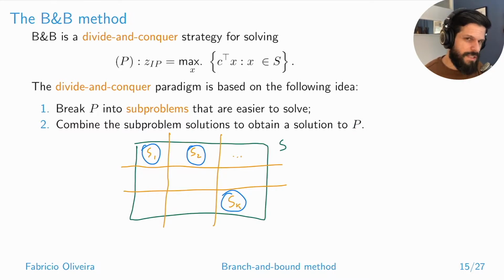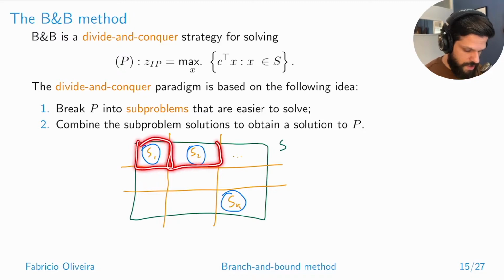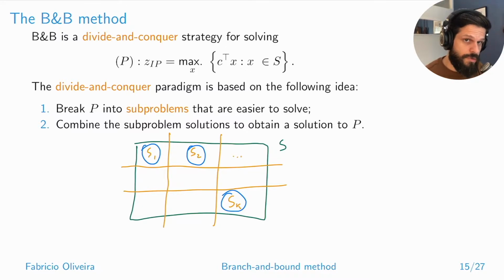And combining is typically something simple, such as just picking the best solution between what you found for each of those. Suppose you're optimizing the same objective function, you're just breaking your search space into smaller parts, and then you compare the solutions you found in each of those parts, if you found any, and pick the best. So this is what we mean by divide and conquer.